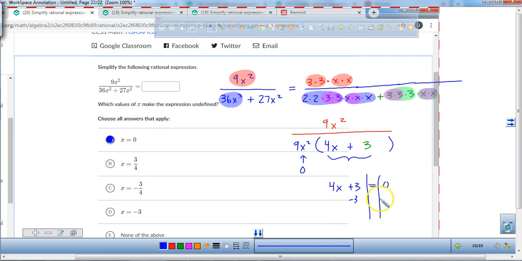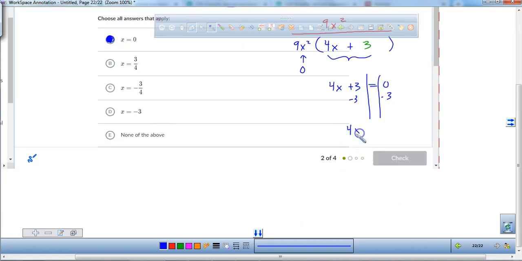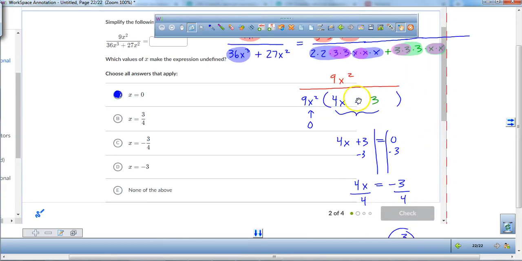Then you take away 3 from both sides, and you get 4x equals negative 3. Divide both sides by 4, and you get x equals negative 3/4. Now what does that mean? That means if I plug in negative 3/4 right here, we make that expression equal to 0. So my other answer is negative 3/4.